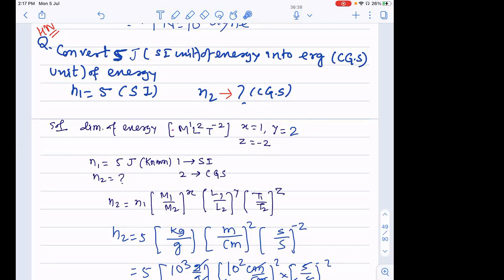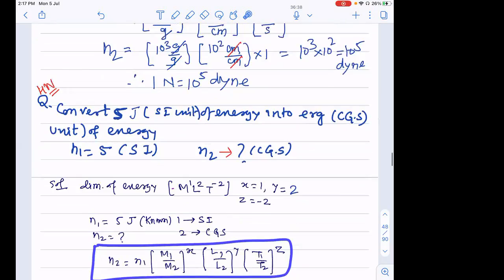Are you there? Yes, sir. Yes, we have to convert 5 joules, that will be n1, known will be n1, into CGS unit, that is n2. So one subscript will represent SI unit, 2 will represent CGS unit. All right. This is the formula for third application, this one.